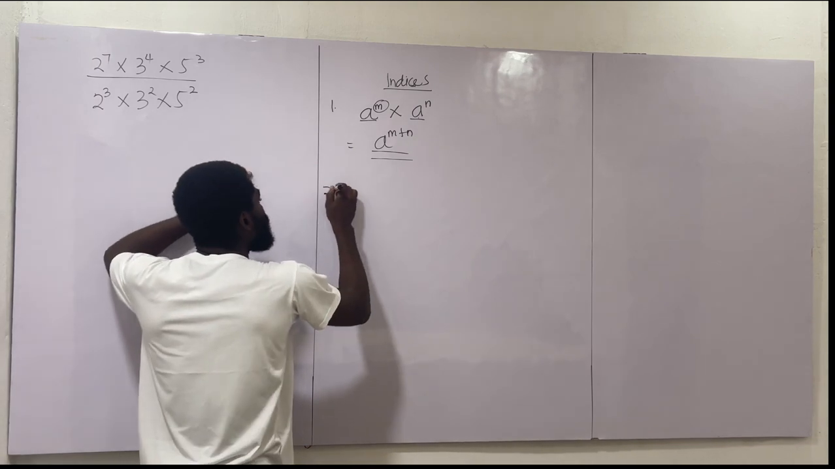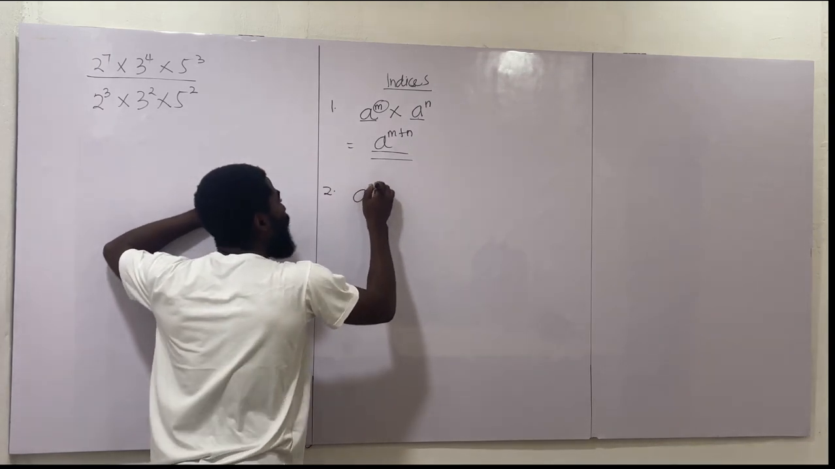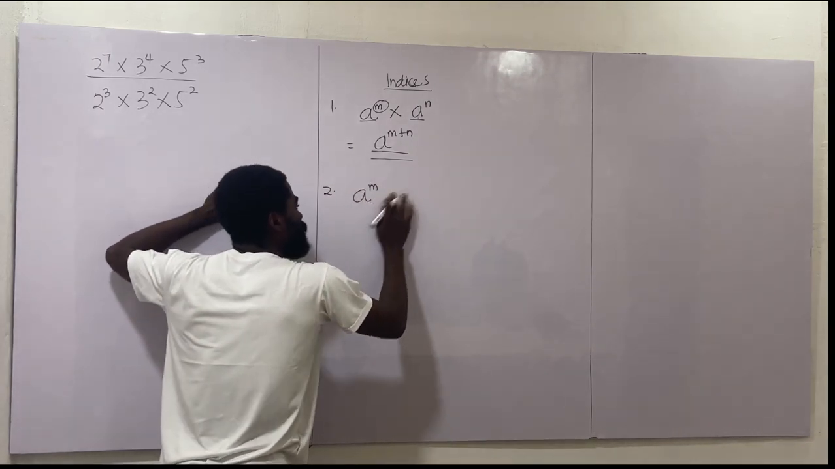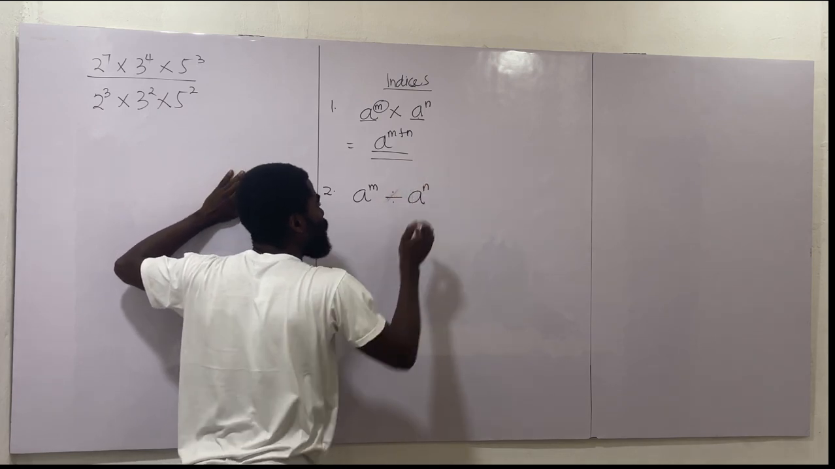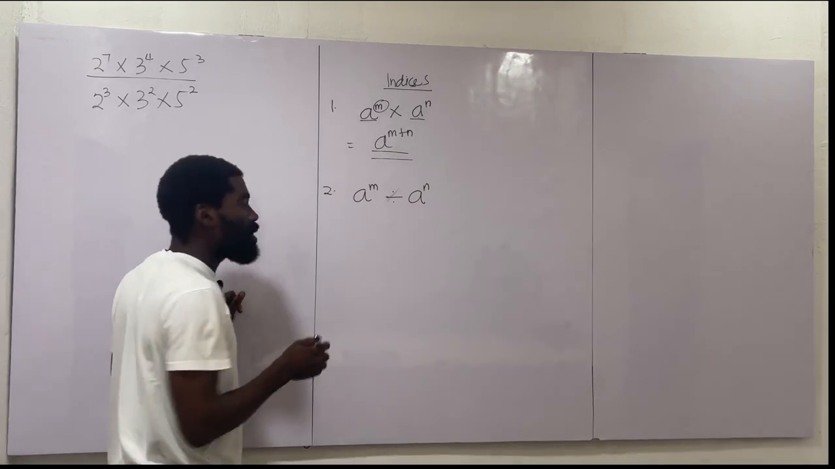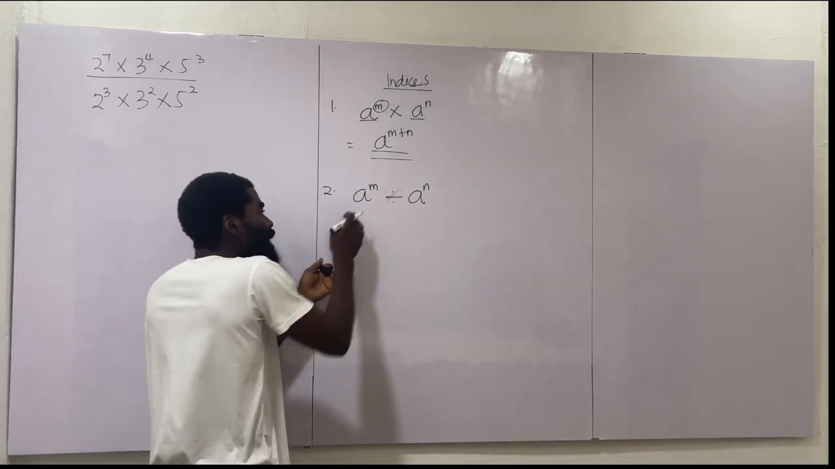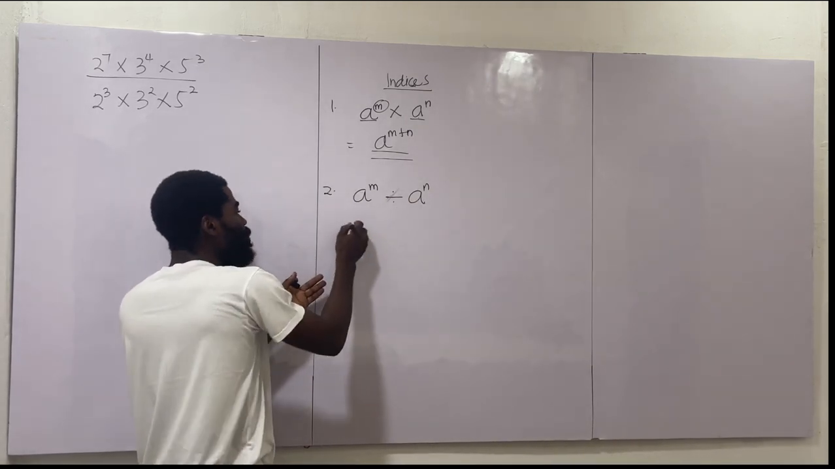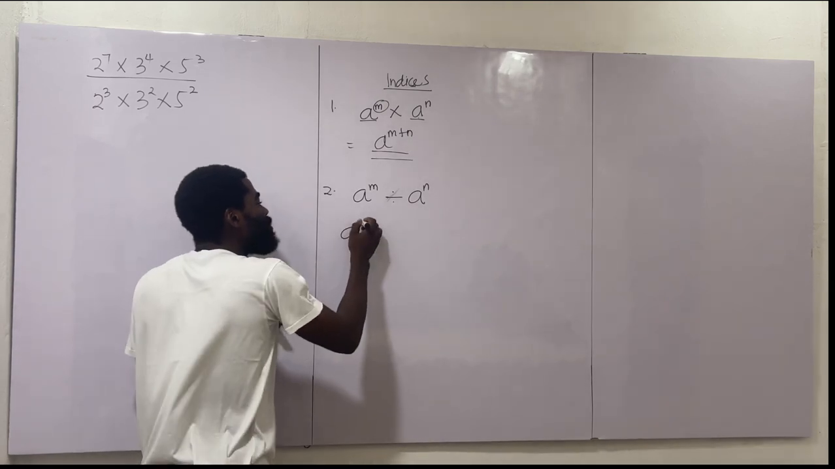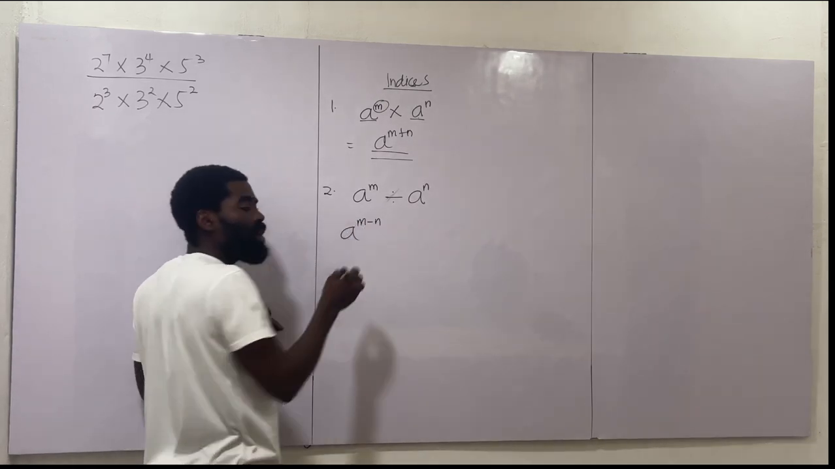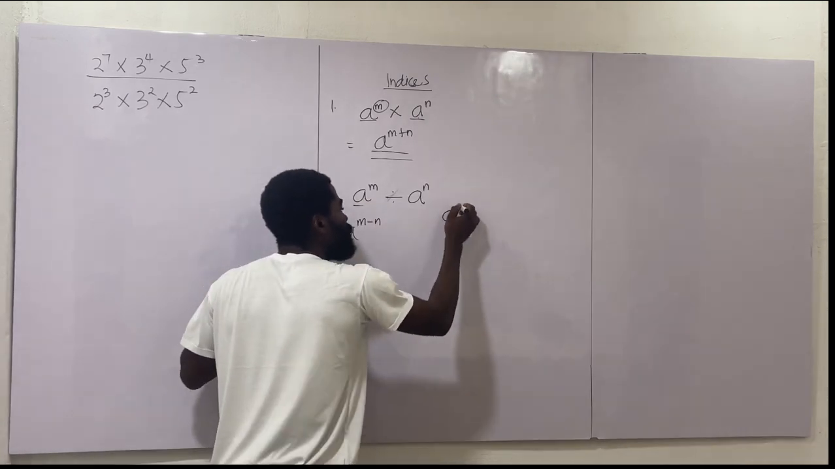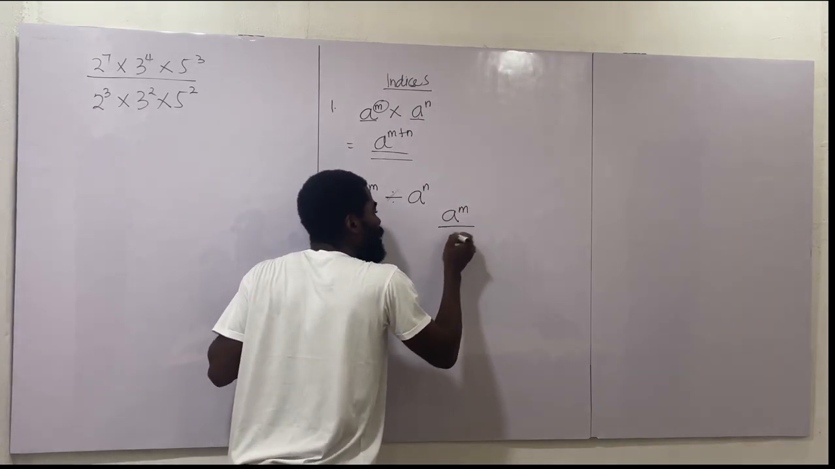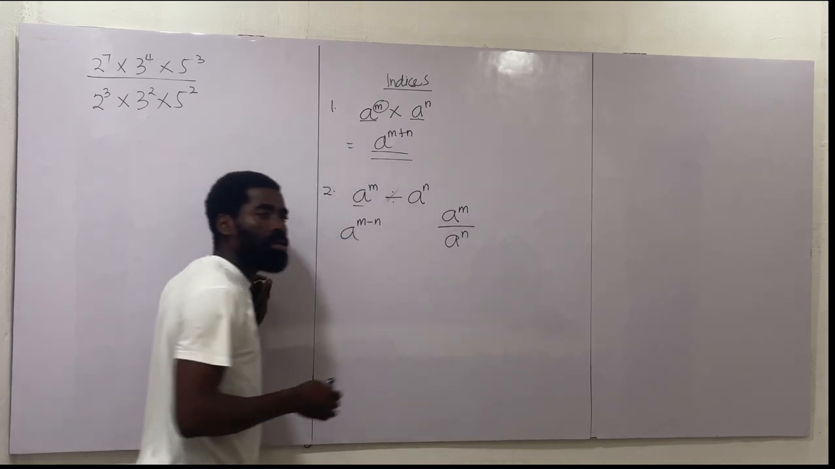But the second law says that if I have a to the power m divided by a to the power n, if they are dividing, then since the bases are the same once again, we are going to maintain one of them and subtract the exponent. We subtract the exponent. But you can bear with me that this can also be written as a to the power m divided by a to the power n.